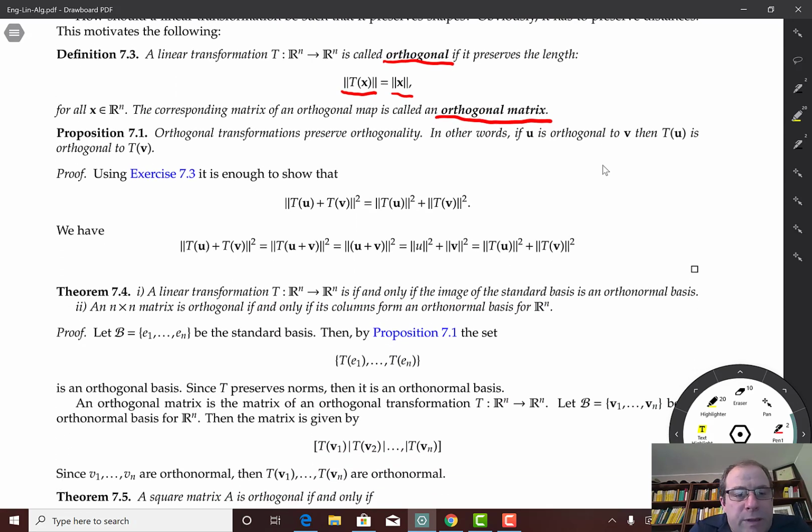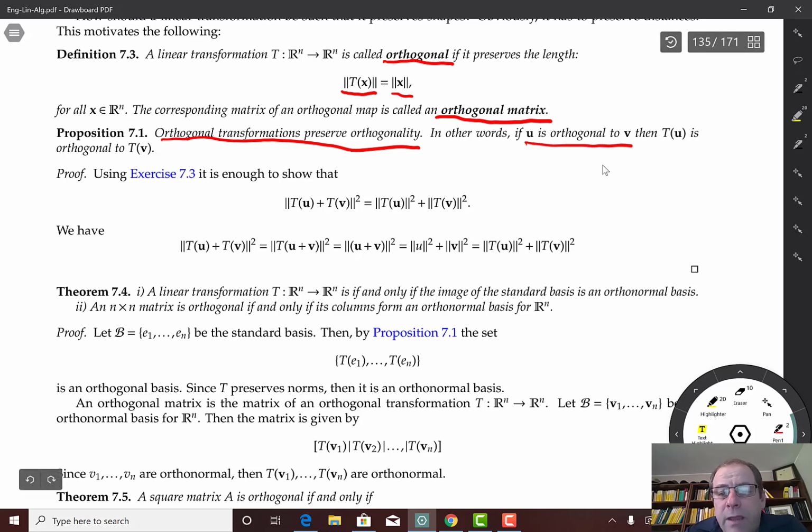Okay, so the first proposition that we proved in class was that orthogonal transformations preserve orthogonality. What does that mean? If u is orthogonal to v, then the images of these two vectors, T(u) and T(v), are also orthogonal to each other. And here is a proof using basically the idea from exercise 7.3. Two vectors are orthogonal if and only if they satisfy this Pythagorean relation, right? So the sum of the squares is equal to the square of the sum.